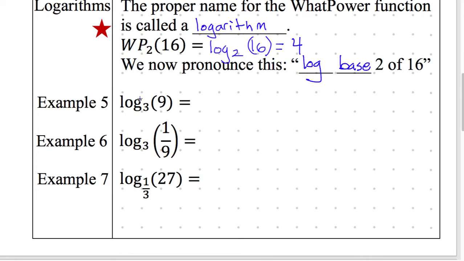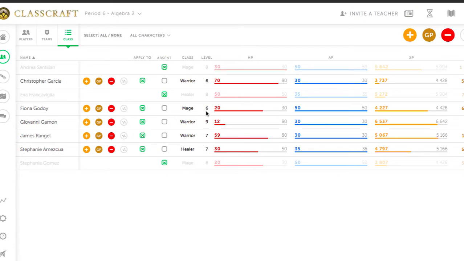It is log base 3 of 9. And what is log base 3 of 9? It is 2. Yeah, thank you, Teflon.